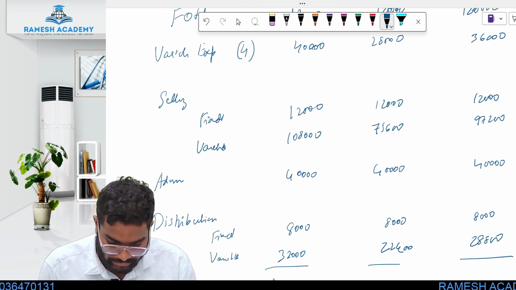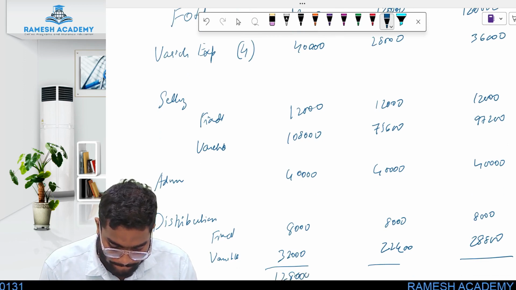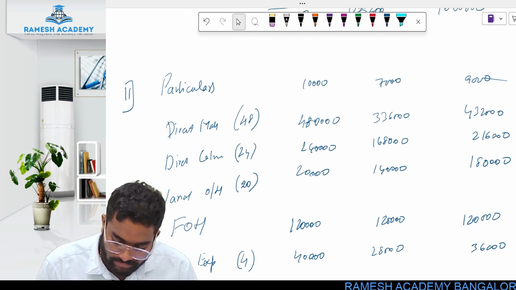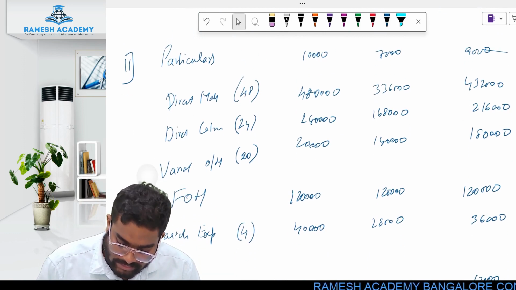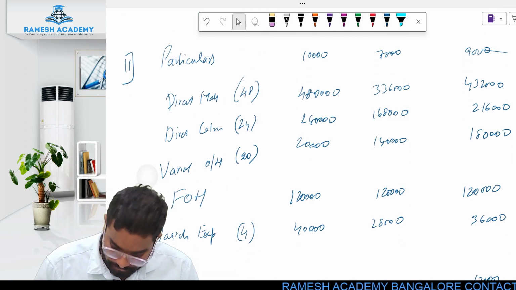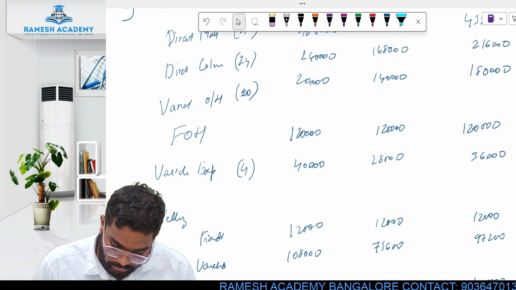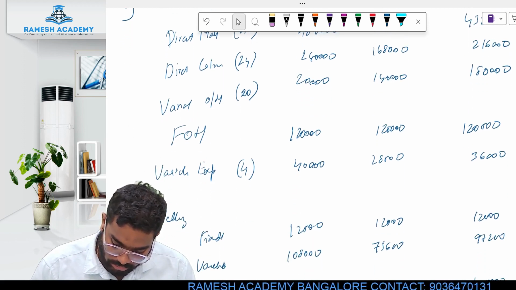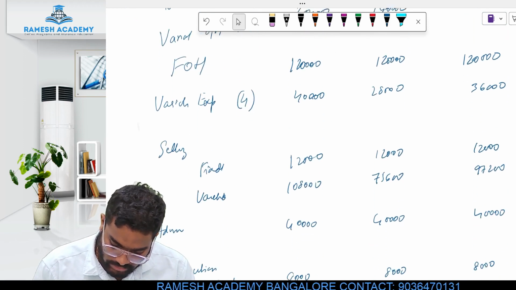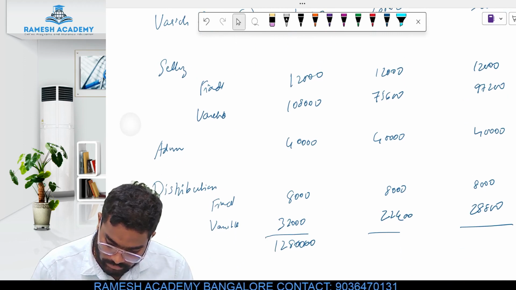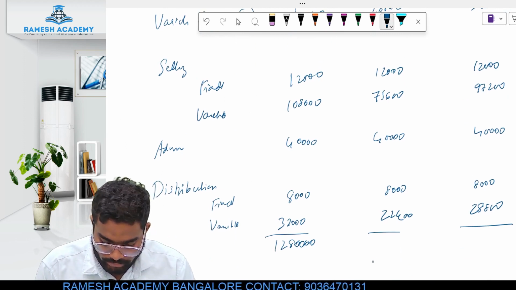So 12,80,000 for 100% capacity. For 70% it is 3,36,600 plus 1,68,000 plus 1,40,000 plus 12 plus 28 plus 12 plus 75,600 plus 40 plus 8 plus 22,400. 8,42,000.